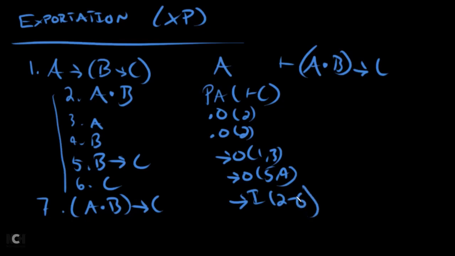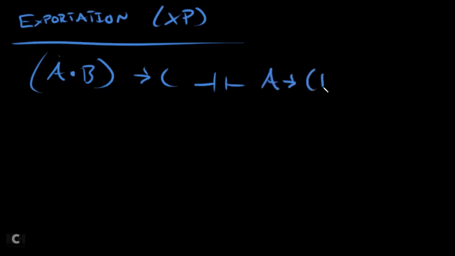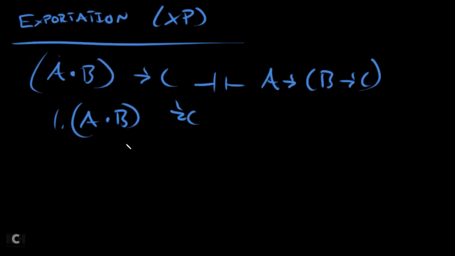And so what exportation allows us to do is to go in either direction and skip both of those proofs that I just laid out. So exportation allows us simply to say, if you got this, it's the same thing as saying this. And you can just do that in one step. So if you've got A and B, arrow C, as an assumption, you can simply just say A arrow, B arrow C.